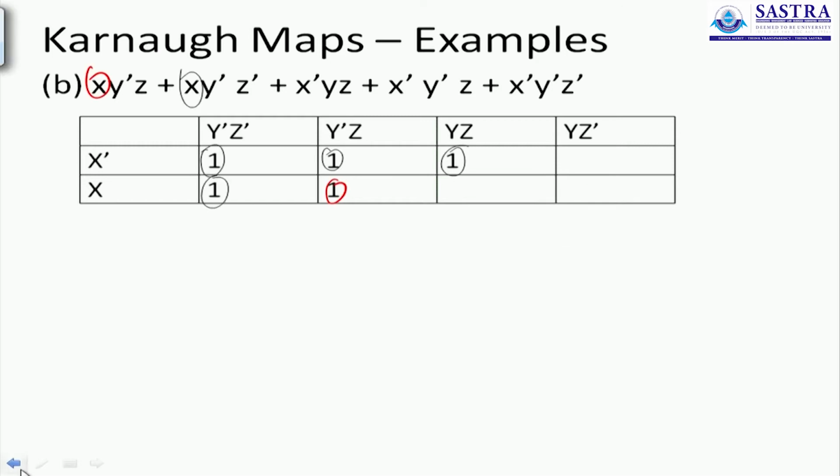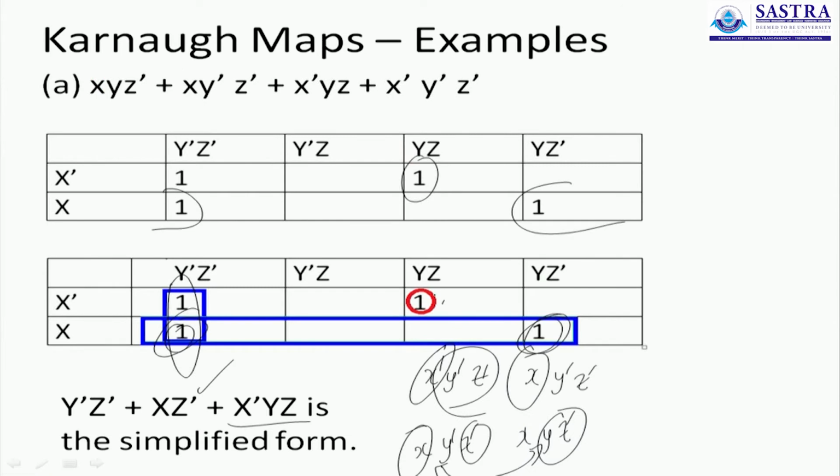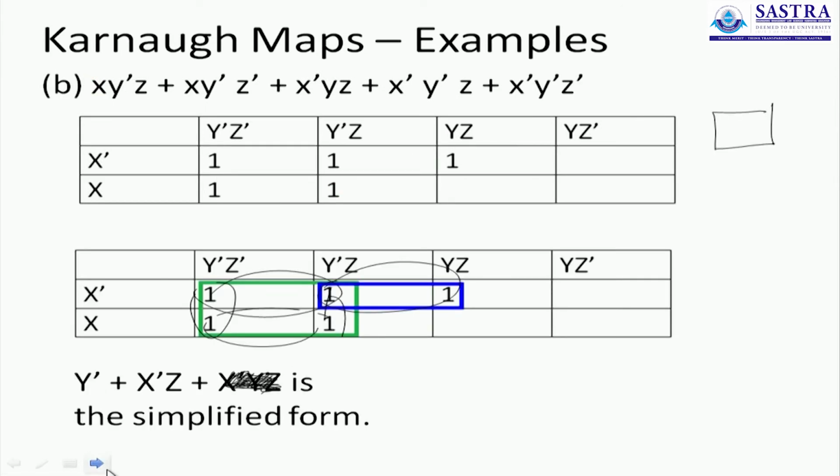In the previous example we had an isolated 1 and 2 loops of 2. Here we have 1 loop of 2 and 1 loop of 4. So these 4 ones correspond to x bar, y bar, z bar and x bar, y bar, z. When I group these 2, the z bar and z get neutralized, and I get only x bar and y bar. But x bar and y bar, I find them again in x bar, y bar and x, y bar also.